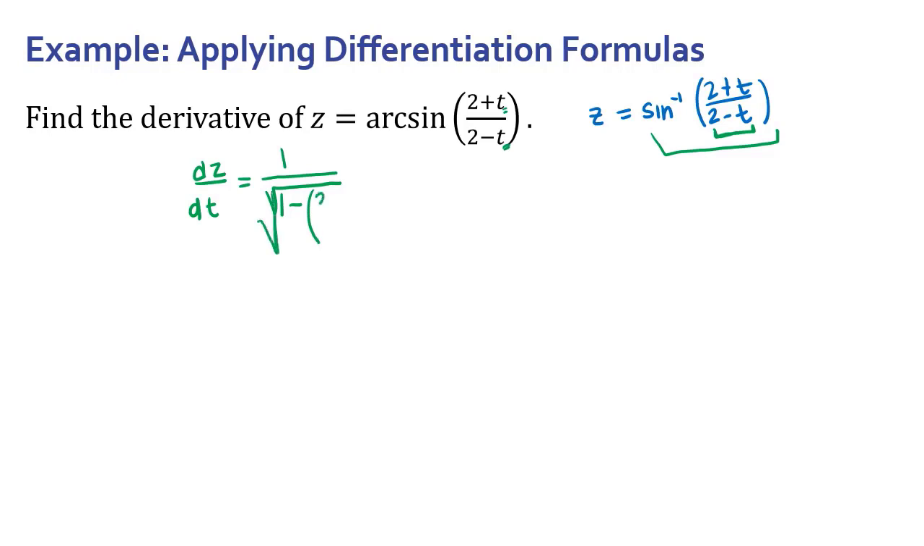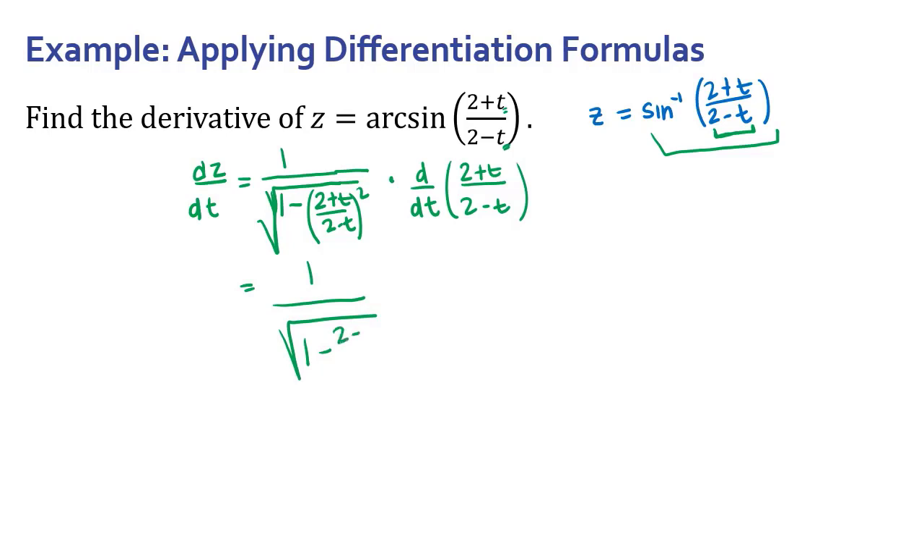So 1 minus 2 plus t over 2 minus t squared. Okay, so again, it's the derivative of the outside function evaluated at the inside times the derivative of the inside function. So it's the derivative with respect to t of 2 plus t all over 2 minus t. Okay, so that's going to be 1 over the square root of 1 minus 2 plus t over 2 minus t quantity squared. And then at this point, I'm going to have to apply the quotient rule.